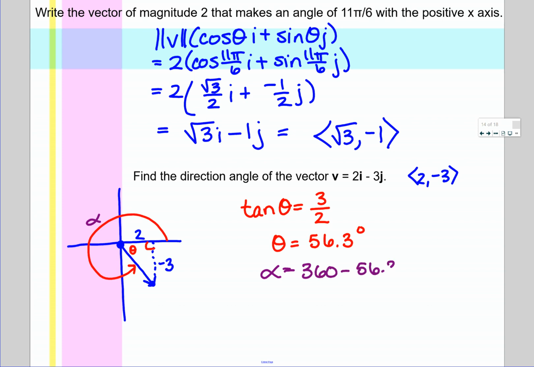$360 minus the 56.3, which gives you 303.7 degrees. Okay, so just make sure when you have a direction angle, it matches with whatever quadrant your vector's in. This is a vector in quadrant 4, so I should expect an angle in quadrant 4, so on and so forth.